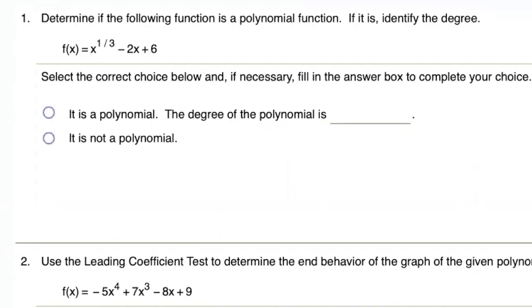Okay, and now just a couple of my MATLAB examples. Question 1 says, determine if the following function is a polynomial function. If it is, identify the degree. When I look at this polynomial, the thing I notice right away is that I have a fractional exponent on the variable. This is not allowed in polynomial functions. Therefore, this one is not a polynomial.